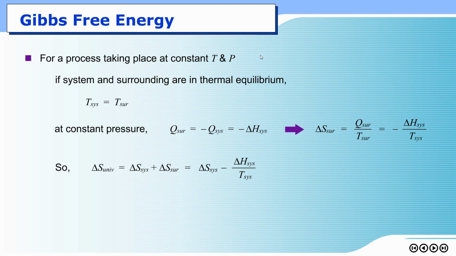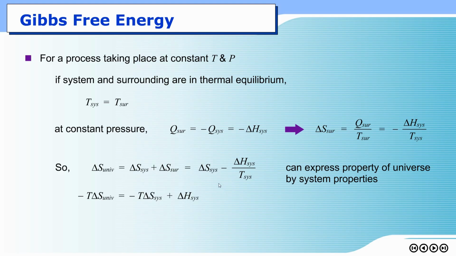So let me list it again. These three conditions are constant temperature, constant pressure, and thermal equilibrium between system and surroundings. Once these three conditions are satisfied, then you can write the equation like this. That means you can use the second law with system properties only, without considering the surroundings. If I take T of the system to be just T, because the temperature of the system and surroundings are the same, I just use the capital T here and move T to the left hand side.